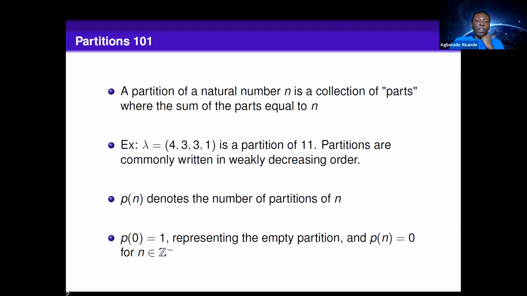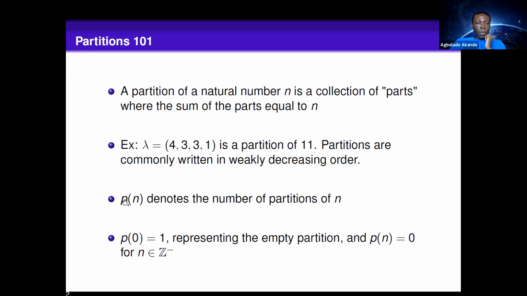A partition of a natural number, let's call it n, is a collection of parts where the sum of the parts equals that number. A good example is what we have here. We usually use lambda as our variable for partitions. Like 4, 3, 3, 1 is a partition of 11, because if you add 4, 3, 3, 1, it's 11. The partitions are usually written in weakly decreasing order.